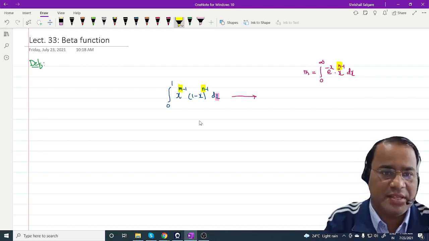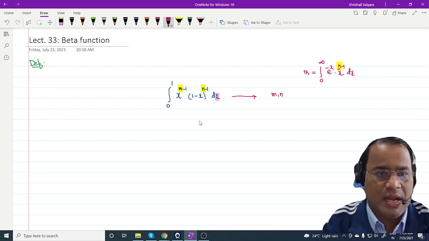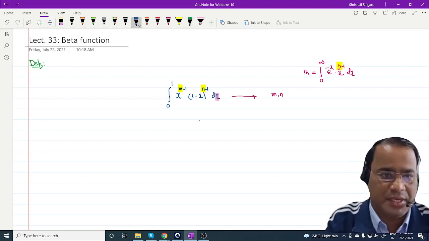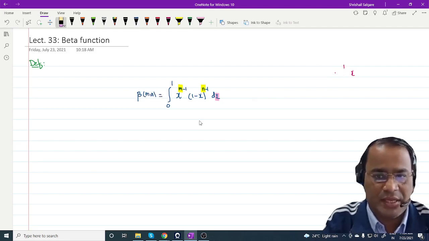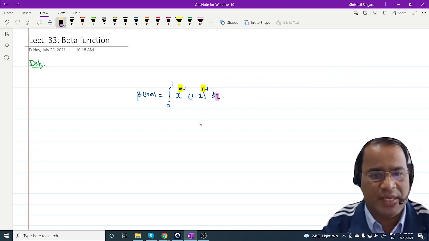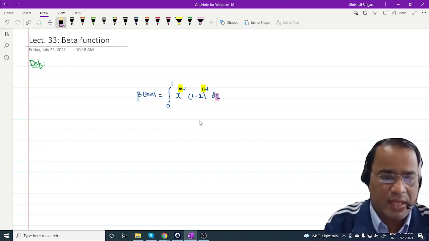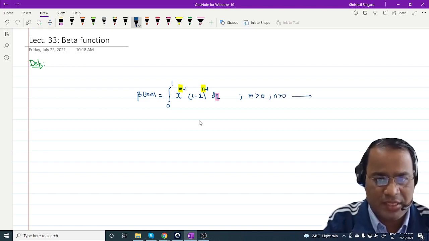So this defines a function of the two parameters m and n, and it is called a beta function. It is denoted as beta of m and n. So beta of m, n is defined by the improper integral, or we can say definite integral, with limits from 0 to 1, x raised to m minus 1 into 1 minus x raised to n minus 1 dx. And this integral is defined for the parameter m greater than 0 and n also greater than 0. Suppose this is number 1.